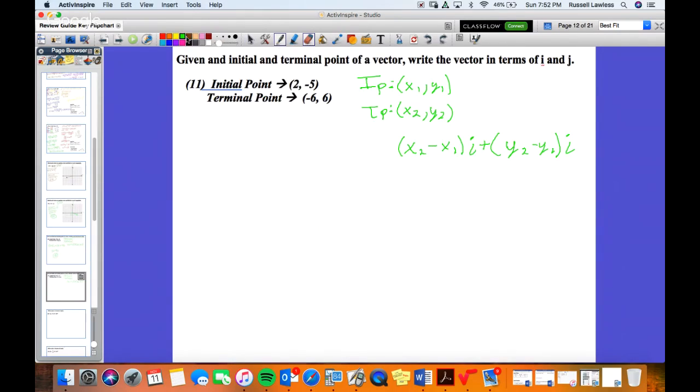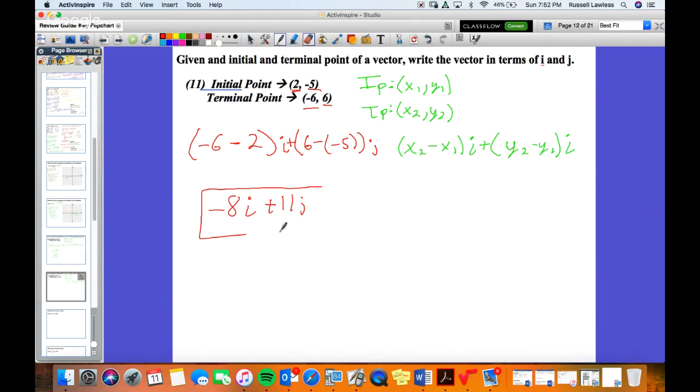All right, so let's solve it. We're going to take the terminal point of -6 and subtract that by the terminal point of 2. And then we're going to take the terminal point of 6, subtract that from -5 for our j vector. So then this will give us negative 8i plus 11j. Bada bing, bada boom. Any questions on 8, 9, 10, or 11?